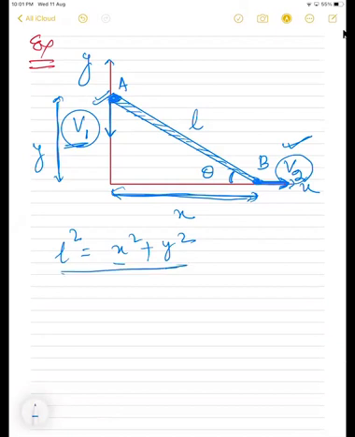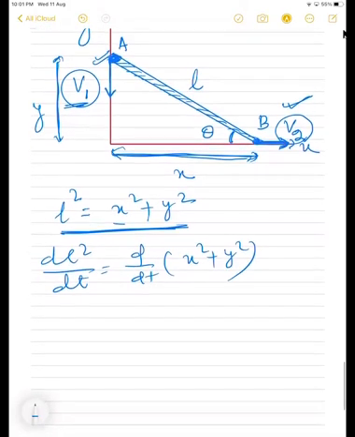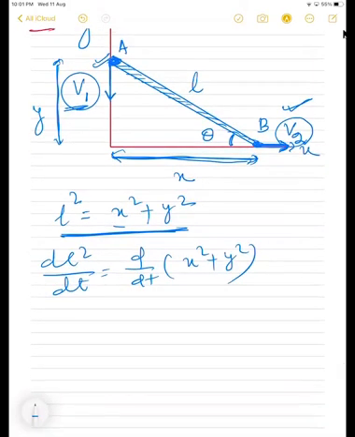And this is the relation, correct? And the length of the rod is constant. I can differentiate: d by dt of L square is equal to d by dt of X square plus Y square. Can I write? Yes or no? And the length of the rod is constant, so this is going to be 0. So that is equal to how much?